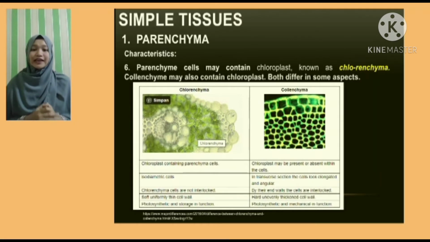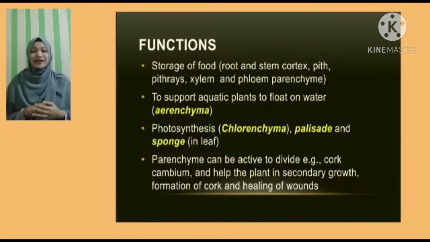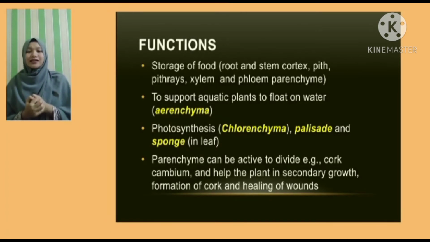Sclerenchyma cell tissue is inert. The cells are inert, soft, uniform, with dense cell walls, hard, uniform, layered cell walls, photosynthetic and stronger in function. Photosynthetic and mechanical is its function. Function: strong storage of food, root and stem, cortex, pith, and pericycle, and phloem permanently to support plants to feed on water. As parenchyma, photosynthetic color, palisade, and sponge.